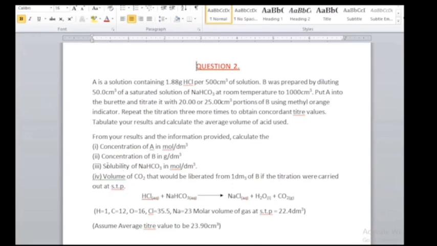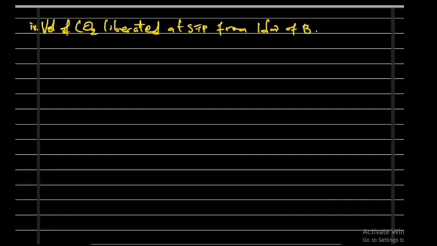So our number 4 now, to calculate the volume of carbon dioxide that will be liberated from 1 dm cube of B if the titration were carried out at STP. That is what we have to calculate now. So volume of carbon dioxide liberated at STP from 1 dm cube of B.